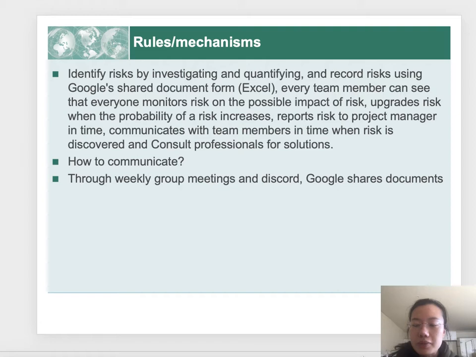When the probability of a risk increases, report the risk to the project manager in time, and communicate with team members in time when a risk is discovered, and consult professionals for solutions. We communicate through weekly group meetings, Discord, and Google shared documents.